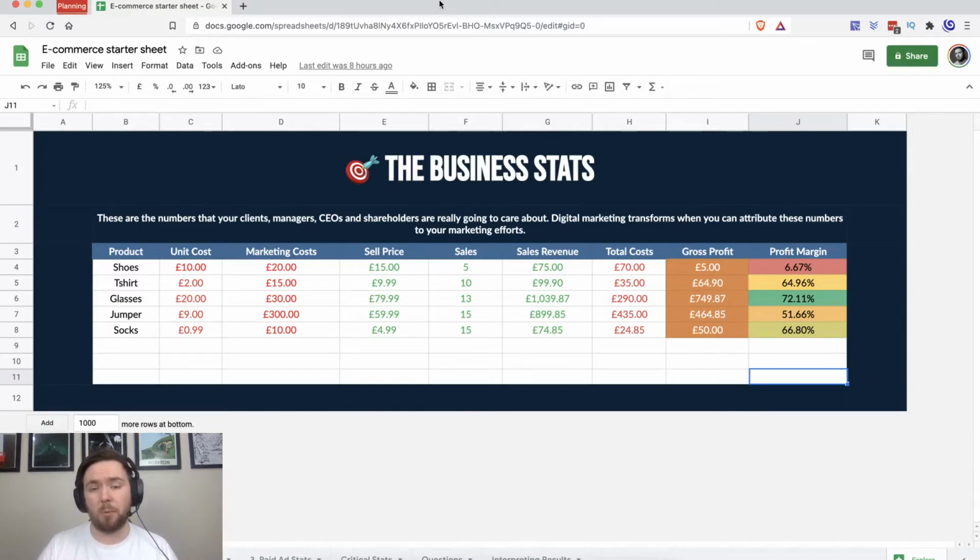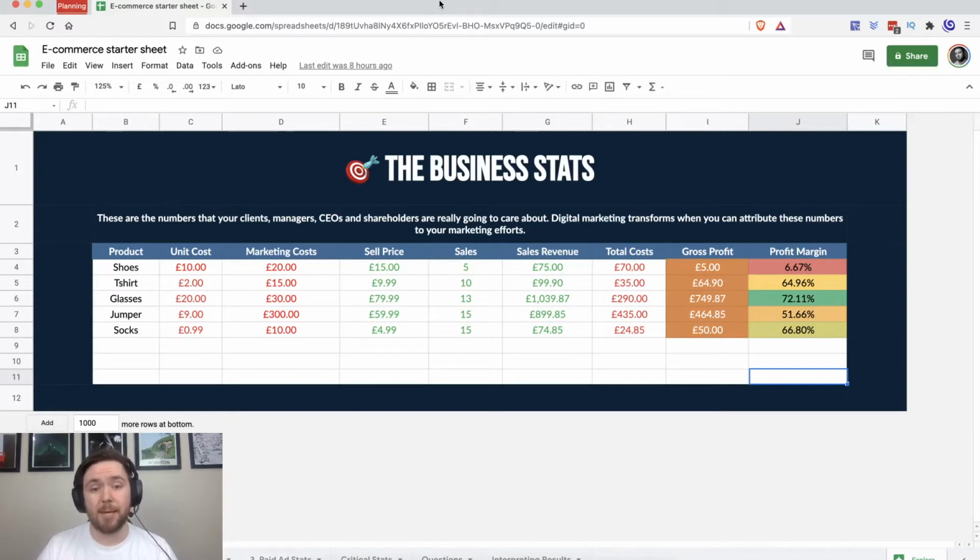Now, this example is presuming that we're running an e-commerce store for a B2C clothing chain. So on each slide, you'll notice the first column is a line of products. So shoes, t-shirts, glasses, a jumper, and some socks. So we're in business stats right now. This is the first of the three slides.